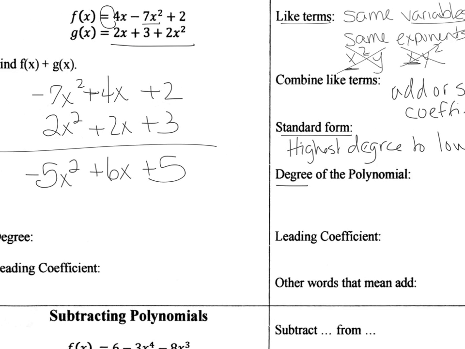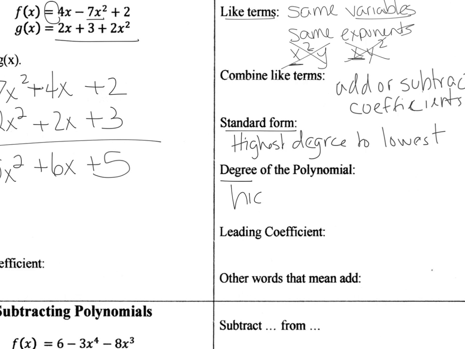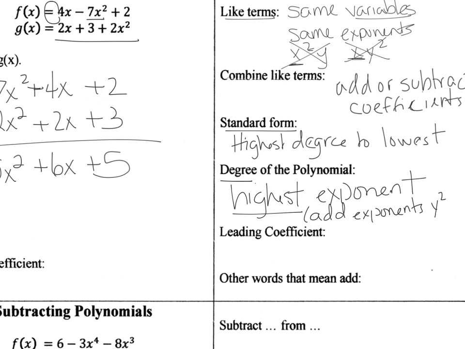Okay? So over here, if we look, the degree of a polynomial is the highest exponent that you have. Now, sometimes you may have to add exponents together if there's different variables. Like if you have x squared, y squared, and z, that would be degree 3 here, because 2 plus 1, this 2 here, and this 1 here, you add them together, that would be a degree of 3. So you do have to take into consideration all the variables that might be involved.